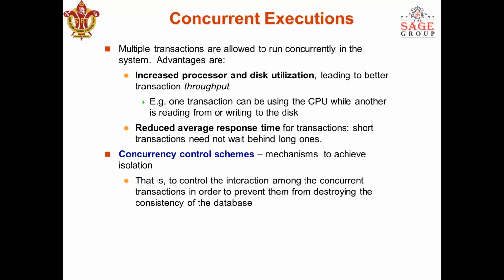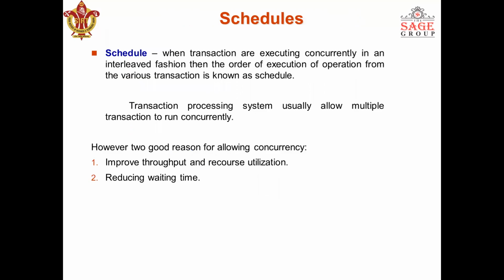Now if we discuss what is concurrent execution, basically multiple transactions that are executed concurrently in the system are known as concurrent execution. Why do we do concurrent execution? First, to increase the processor and disk utilization, and the second is to reduce the average response time of transactions. If we talk about what schedules are in the transaction, when the transactions are executing concurrently in an interleaved fashion, then the order of the execution of the operations from the various transactions is known as a schedule. It means which transaction is executed first and which transaction is executed second.